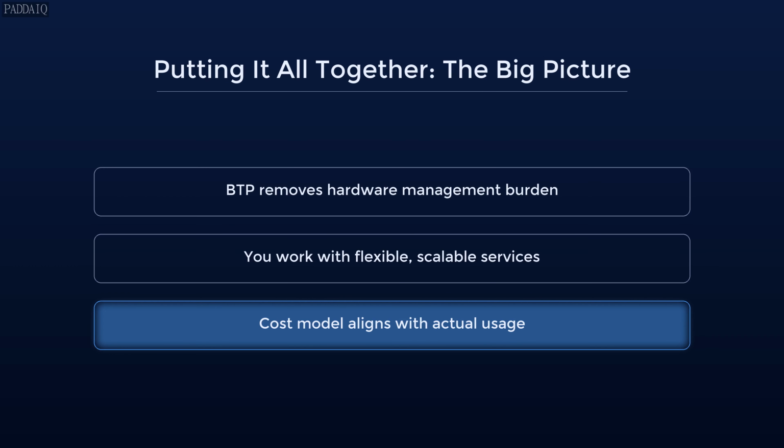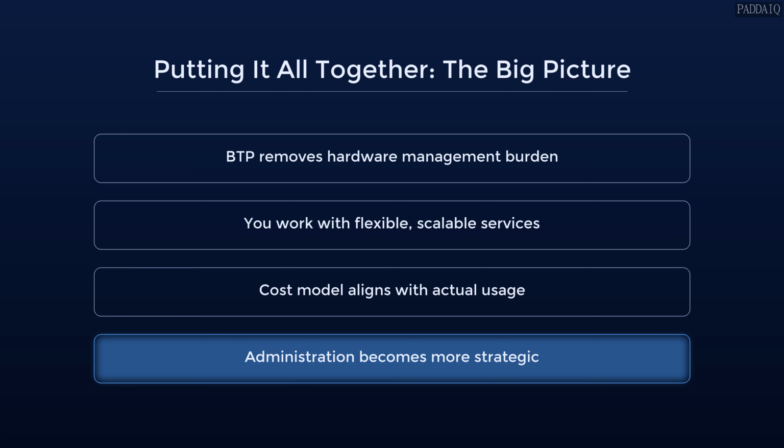Cost model aligns with actual usage. This means you only pay for the services you consume, like a utility bill. For example, if your app scales to handle more users during peak sales, costs rise accordingly, then drop when traffic decreases. This ensures your spending directly matches your business activity levels.